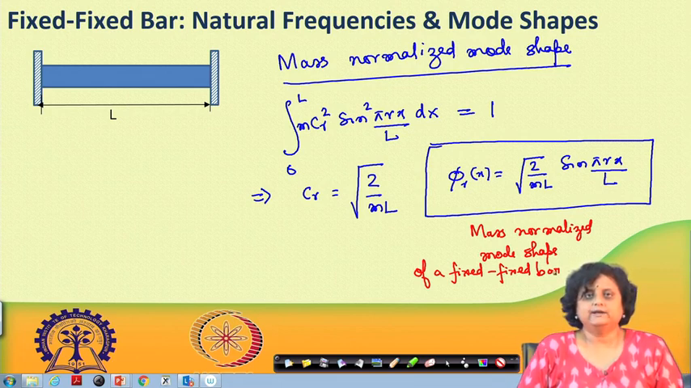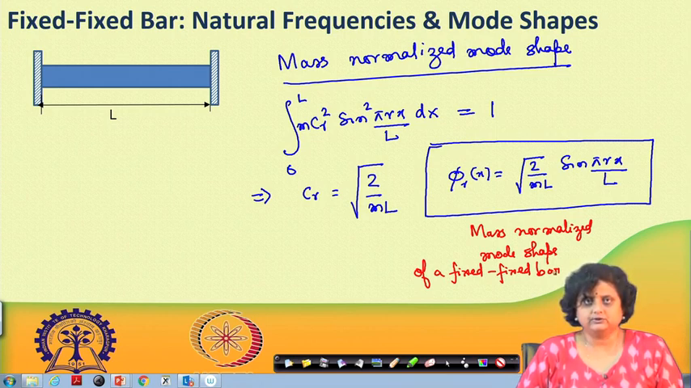With this we will end this lecture. In this lecture we have found out how to find the natural frequency and mode shape of a bar under various boundary conditions. We have talked about the orthogonality condition of the mode shape of a bar, and we have also talked about how to find the mass normalized mode shape of a given bar with a certain boundary condition. Thank you.